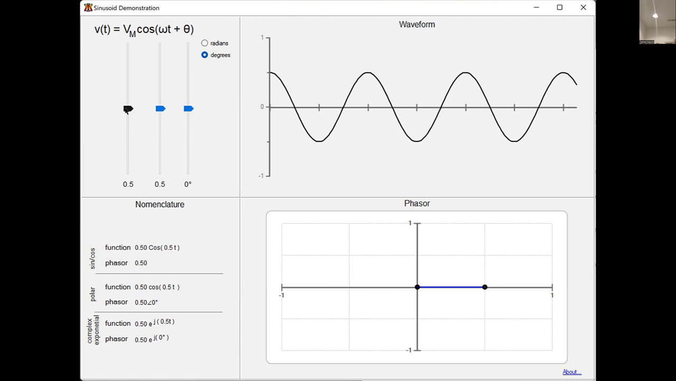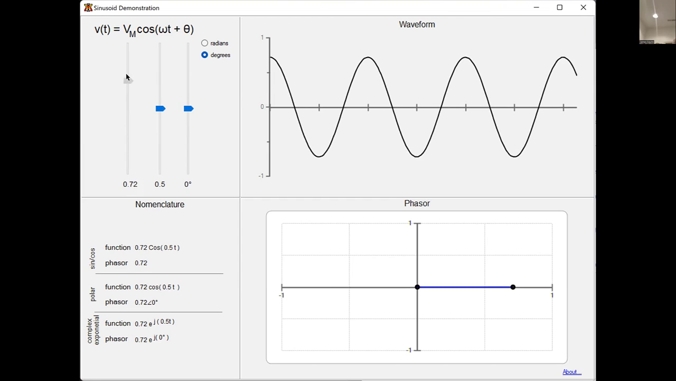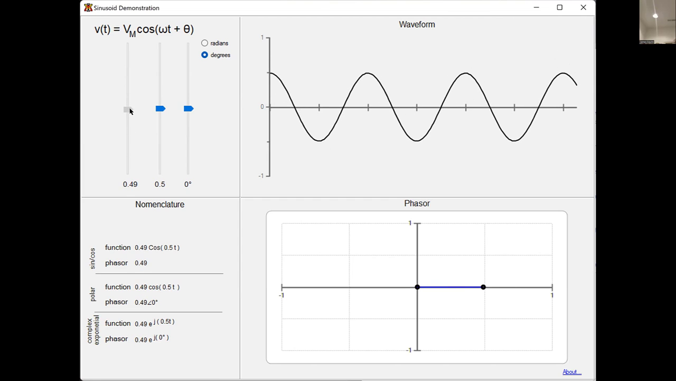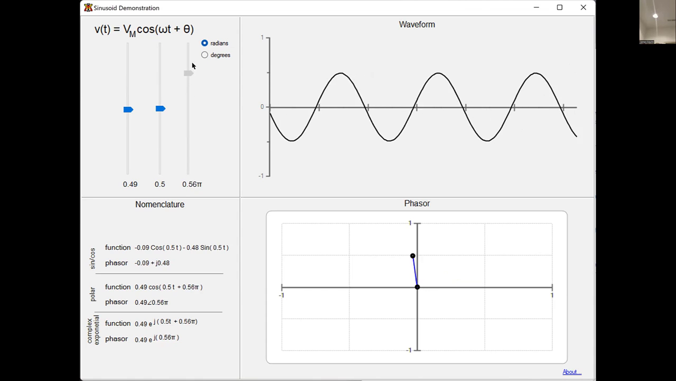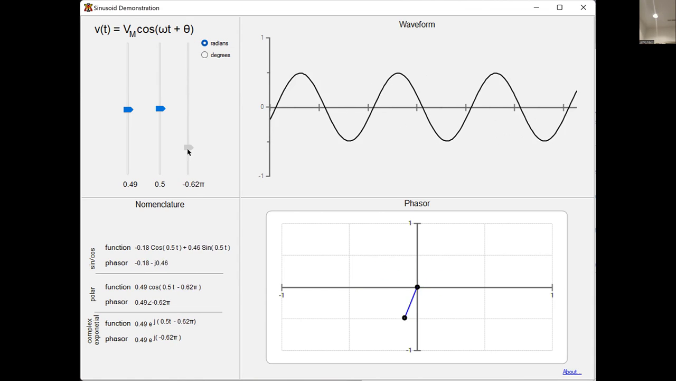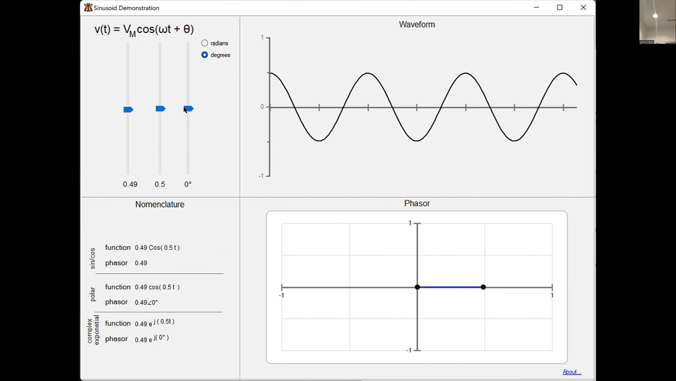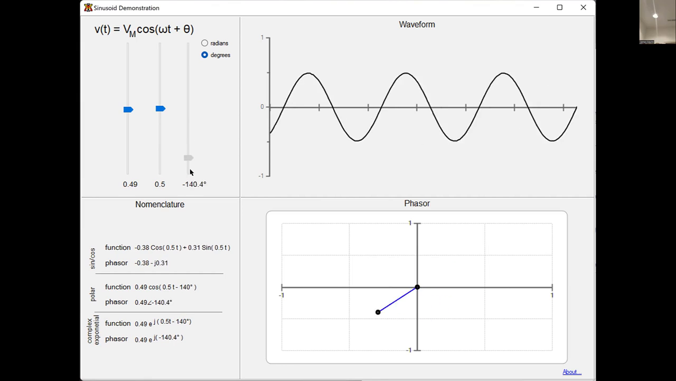We next talked about what the amplitude does. As we increase or decrease our amplitude, it stretches the whole waveform vertically. We next talked about the phase. We said we could measure it in radians or in degrees. In radians, it might go between plus pi and minus pi. In degrees, that would correspond to plus 180 to minus 180.